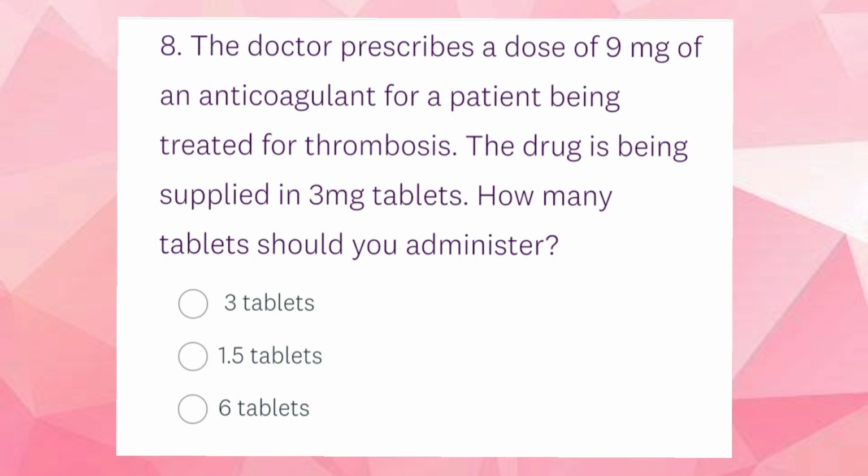A doctor prescribed a dose of 9 mg of an anticoagulant for a patient being treated for thrombosis. The drug is being supplied with 3 mg tablets. How many tablets should you administer?